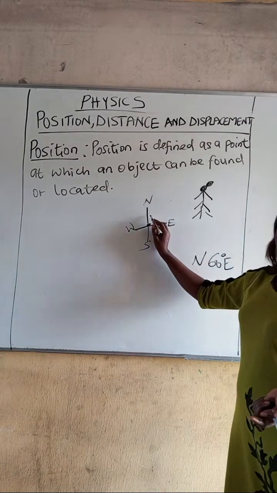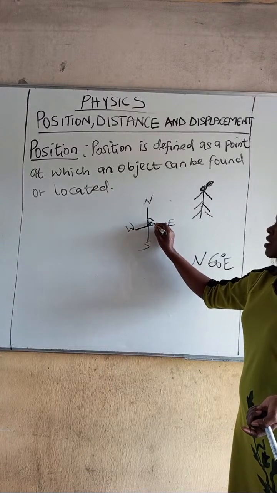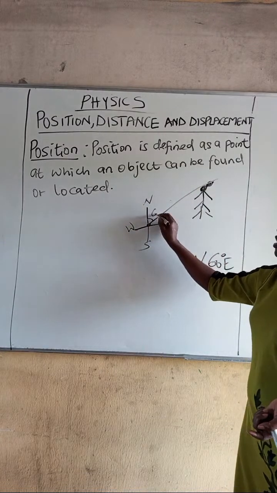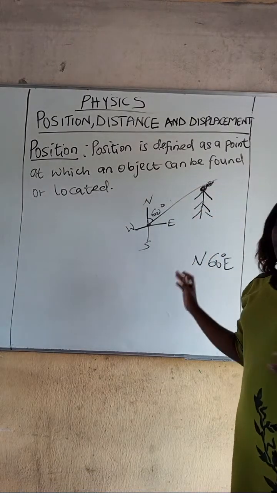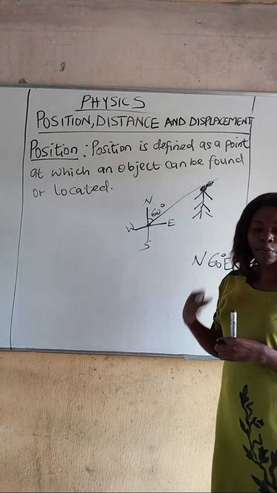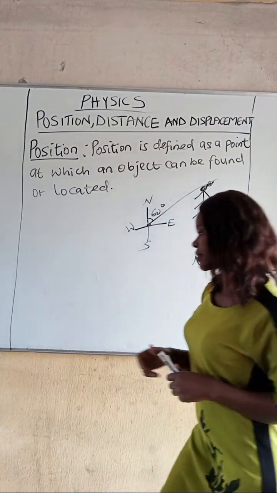So from this four cardinal point, this is north, we go this way, we measure 60 degrees, we can now go and locate the object. Okay? So in a nutshell, we now conclude that position is a point at which an object can be found or located. All right.